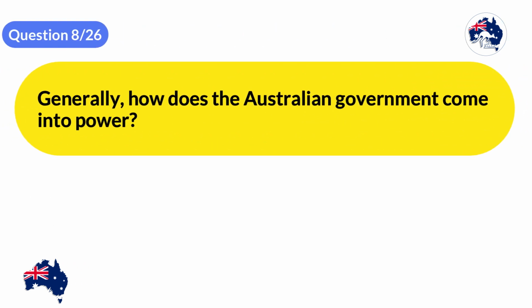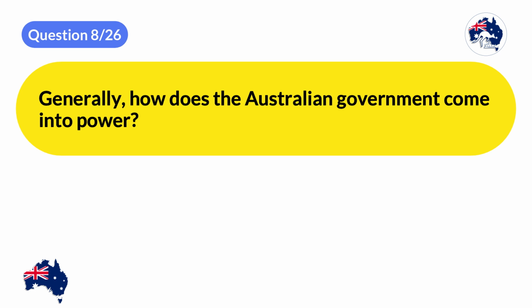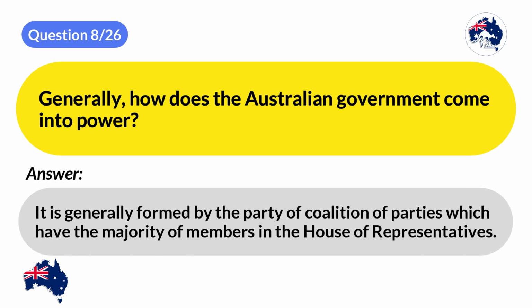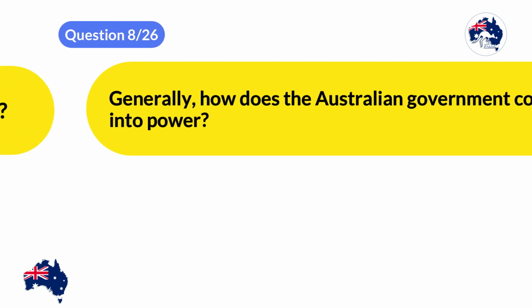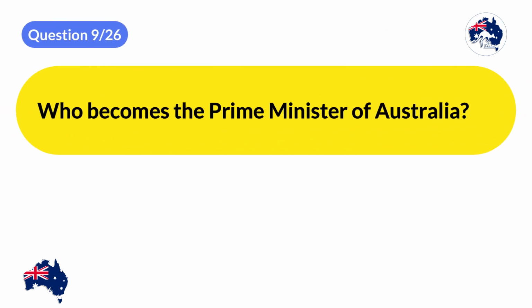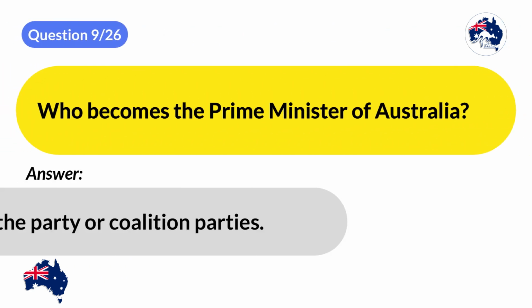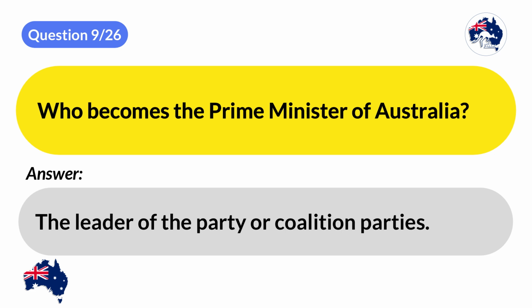Generally, how does the Australian government come into power? It is generally formed by the party or coalition of parties which have the majority of members in the House of Representatives. Who becomes the Prime Minister of Australia? The leader of the party or coalition parties.